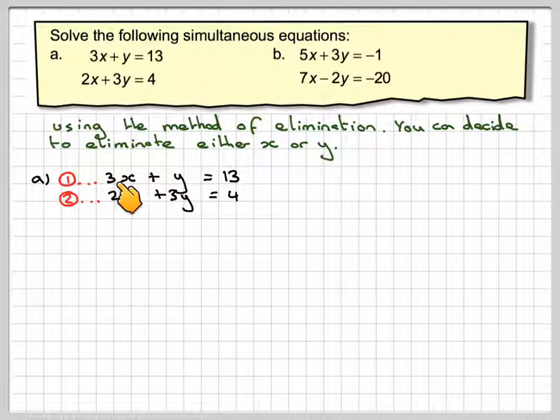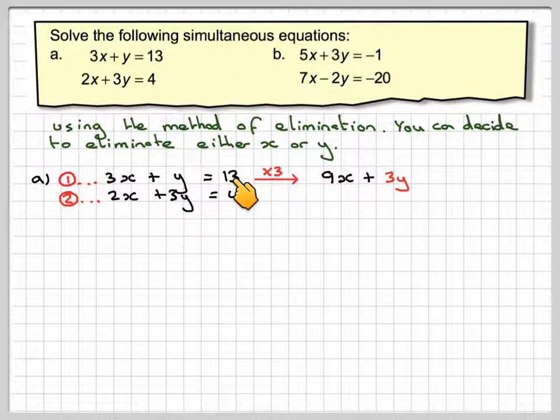So the easiest thing to do, if you look at this, is just one y. In order to make that the same as 3y, we're going to multiply the top one by 3. So 3 times 3x gives me 9x, 3 times y gives me 3y, which is what I wanted, and don't forget to do 3 times 13, and that's the most common mistake that people forget about the last term. We're not going to do anything to the second one, so we'll just write that down again.